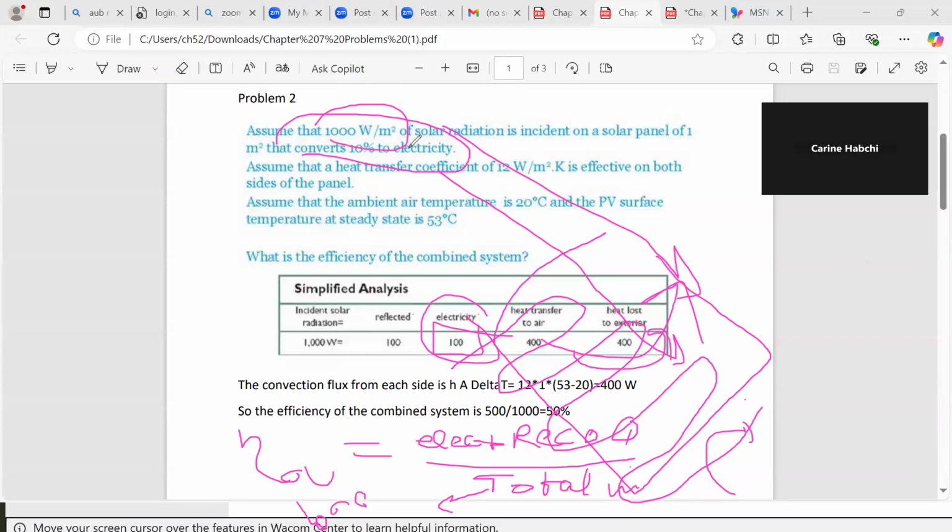Now, 10% is electrical. So what is the amount of electricity? We just multiply 1000 by 10%. It's 100 watt. So 100 watt of electricity.